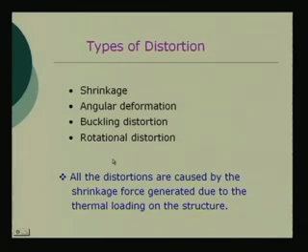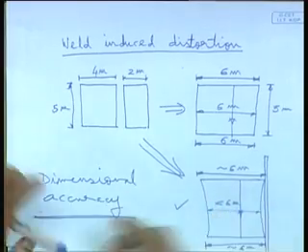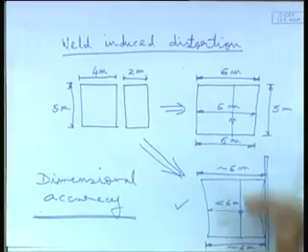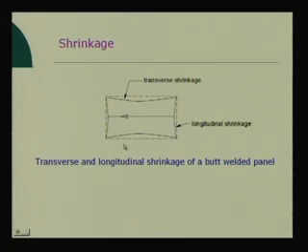So whenever welding is done, if there is a deformation, one would expect either overall shrinkage of the structure, which we have shown here. Of course, here I showed shrinkage only in the transverse direction. It can also be in the longitudinal direction, along the weld line, but generally the transverse direction is more significant. It can be angular deformation. It can be so-called buckling deformation. Structure may buckle. Why buckling deformation? Because compressive forces may lead to buckling of the structure. Then rotational distortion, we'll see these in a little more detail.